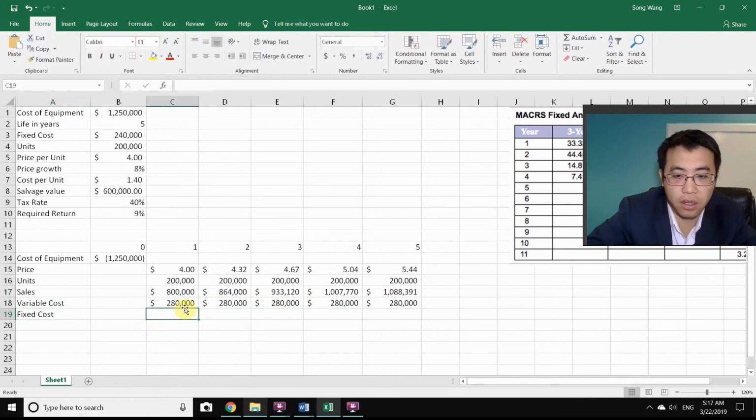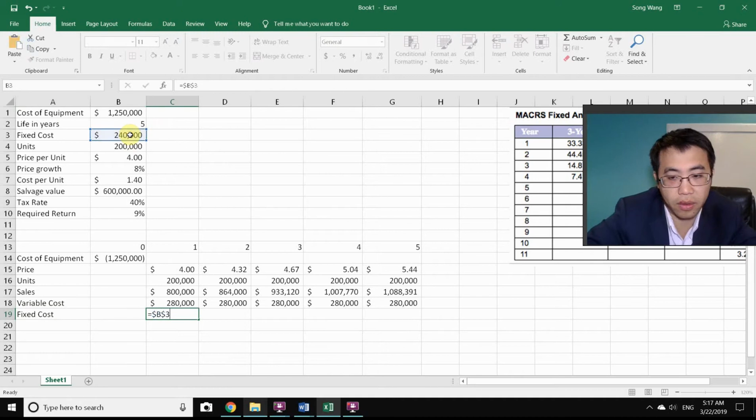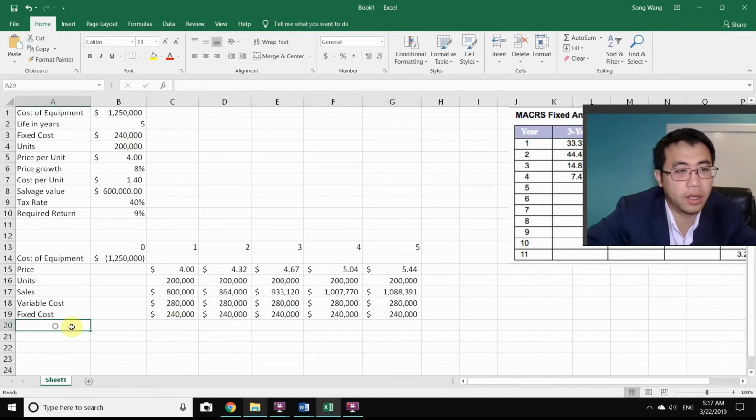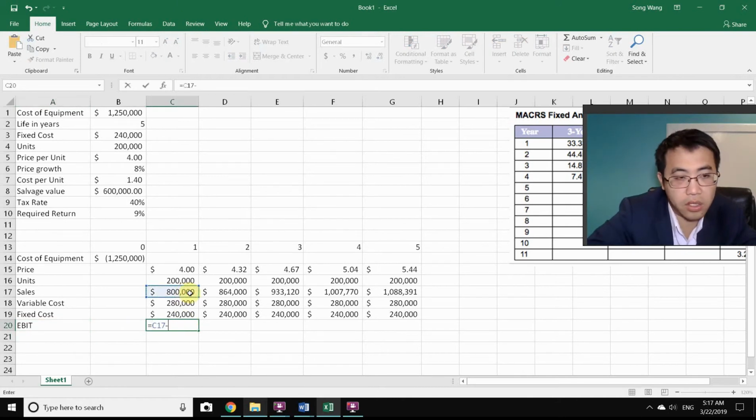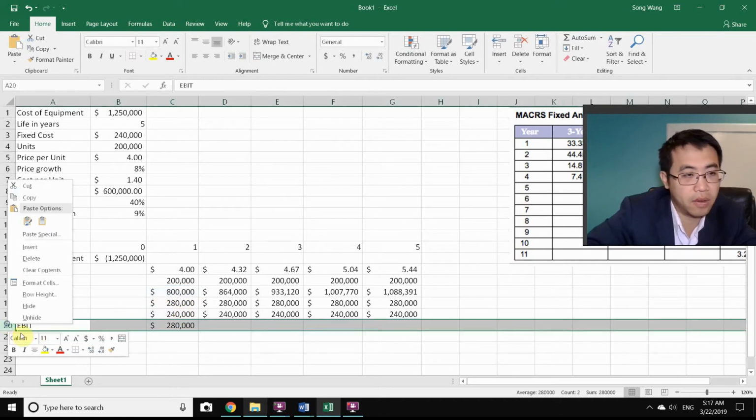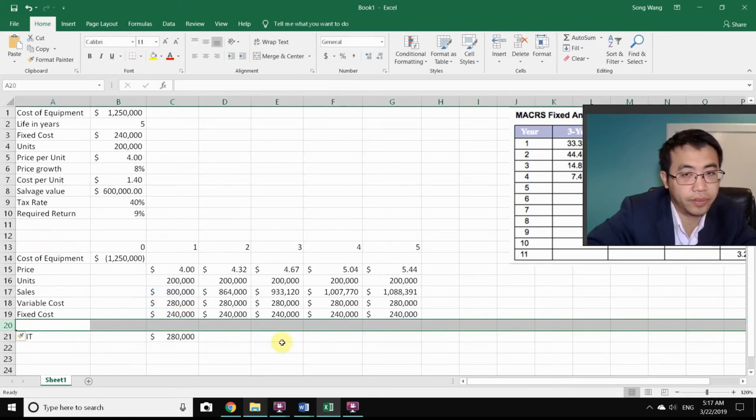And the fixed cost is 240,000, and lock it. Drag it all the way. And then you can get EBIT, which is sales minus variable cost minus depreciation. Right? Not yet. I need to insert another row.